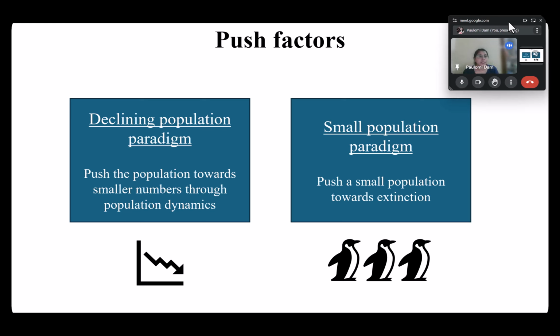The first one is the declining population paradigm, which talks about the factors that push the population towards smaller numbers through population dynamics. The second one, the small population paradigm, talks about the factors that push a small population towards extinction, because from a larger population size you can come to a smaller one, but when you experience push factors on a small population, the ultimate level is extinction. You go extinct because of those factors.